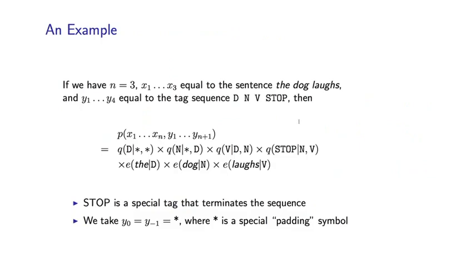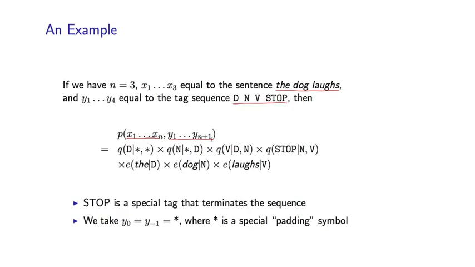So that's all a little abstract. Let's go through a concrete example to illustrate these definitions. Here I've assumed that the sentence is the three words the dog laughs, and the tag sequence is D N V stop. So D for determiner, N for noun, V for verb. How do I calculate the probability of this word sequence paired with this tag sequence?